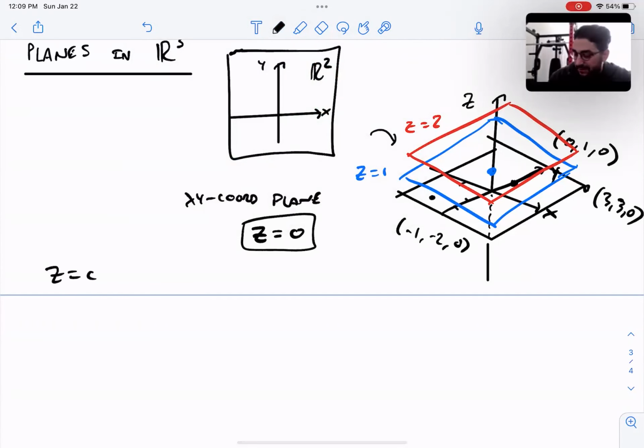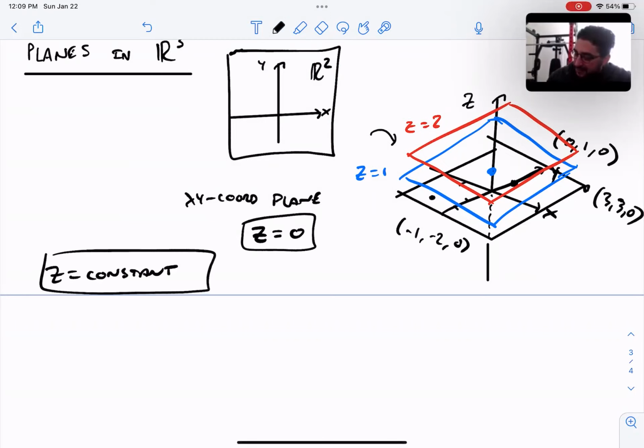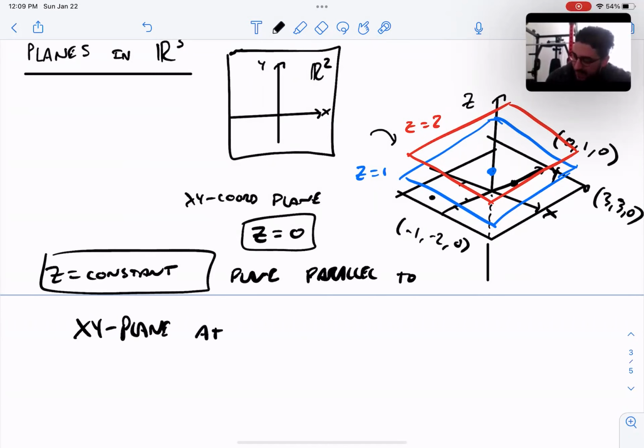If you do z equals a constant, what is that going to be? That's always going to describe a plane parallel to the xy coordinate plane, at a height given by that constant.